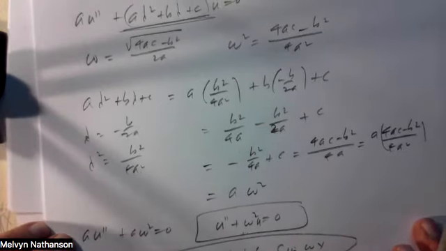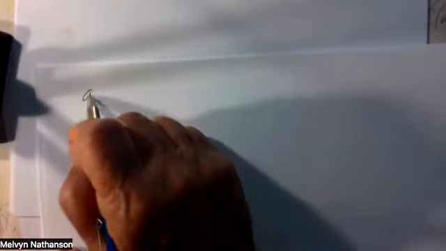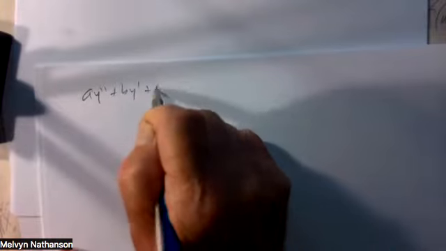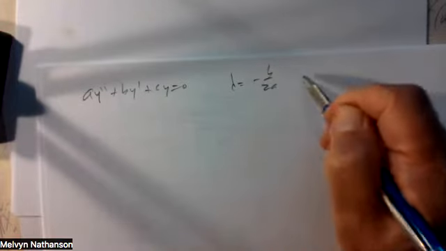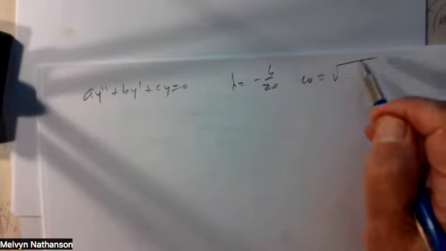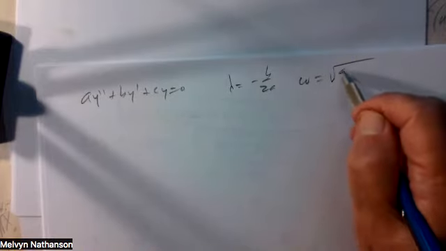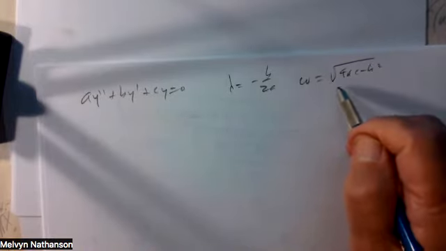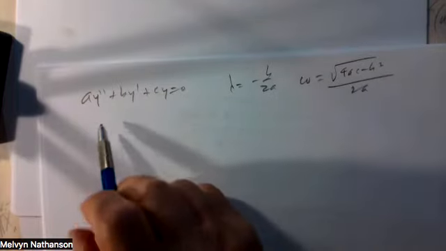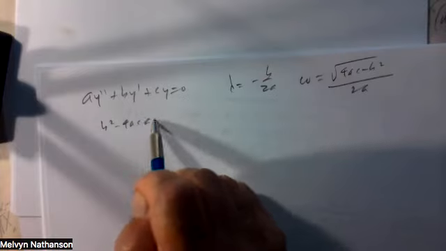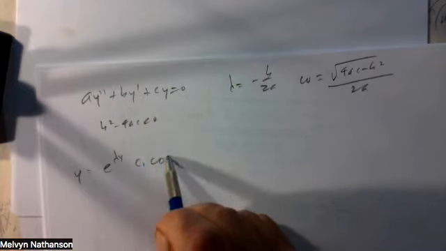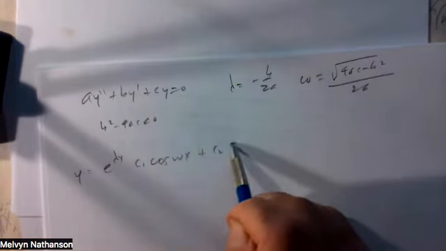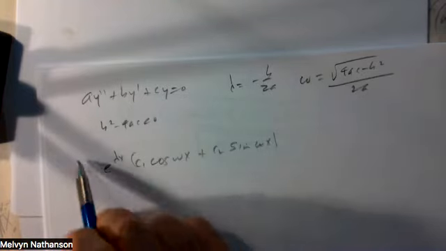Good. So this proves the rule, and it's the rule that you have to remember. For Ay'' + By' + Cy = 0, you let lambda be -B/2A and omega be the square root of (4AC - B²)/2A. This is the case when B² - 4AC is negative, and the general solution is e^(λx)(C1 cos ωx + C2 sin ωx).